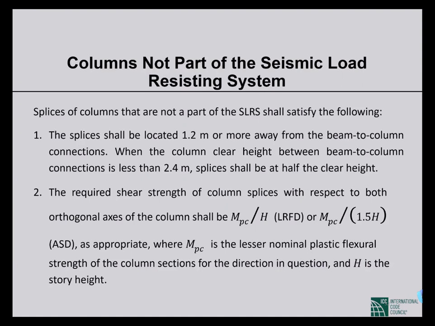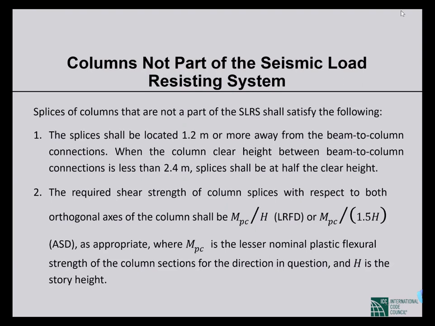So for that, what are the requirements? The splices shall be located 1.2 meters or more away from the beam to column connections. So if any splicing is needed, of course, splicing is needed, the splices will be provided away from the connection. So if there is any weakness at the splice, that doesn't occur at the location of maximum moment. When the column clear height between beam to column connections is less than 2.4 meters, splices shall be at half the clear height, so in the mid height.